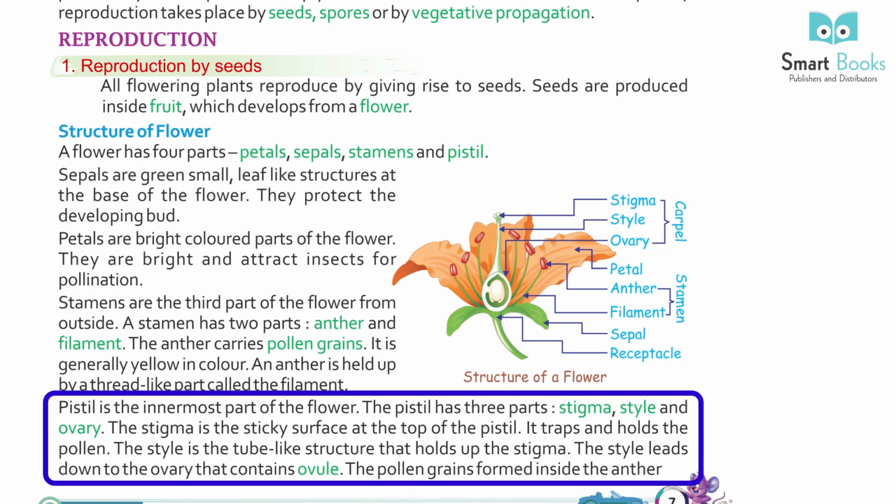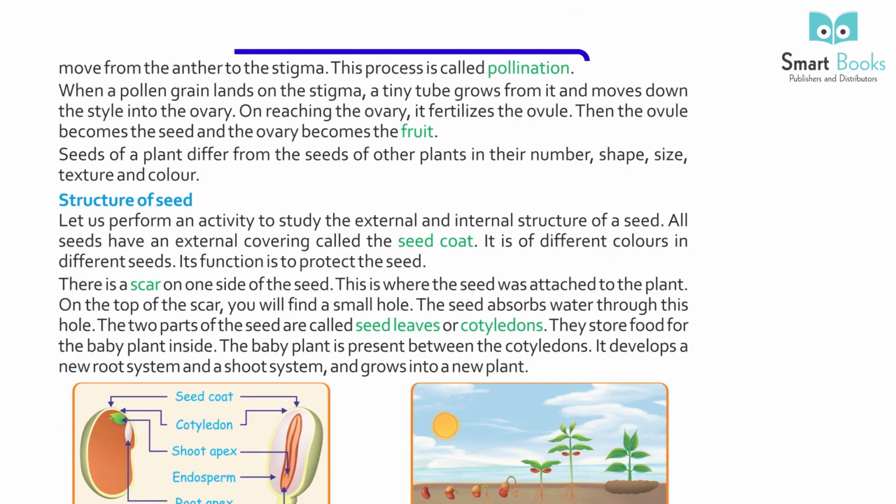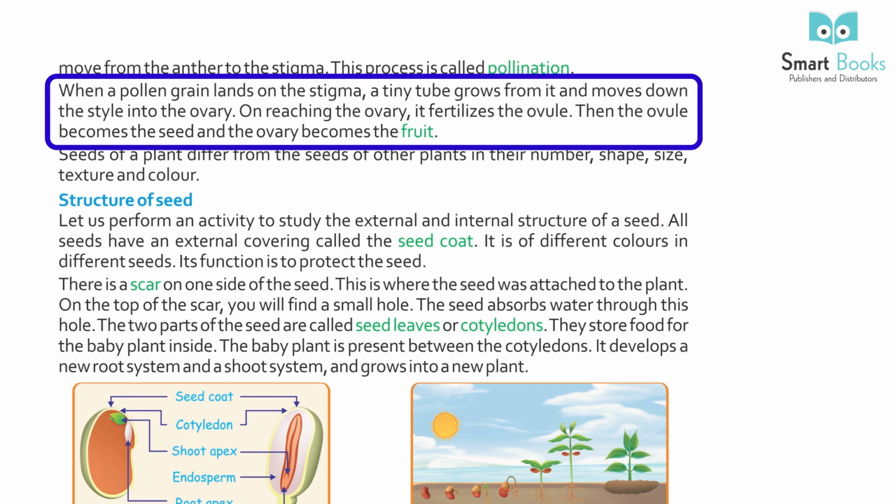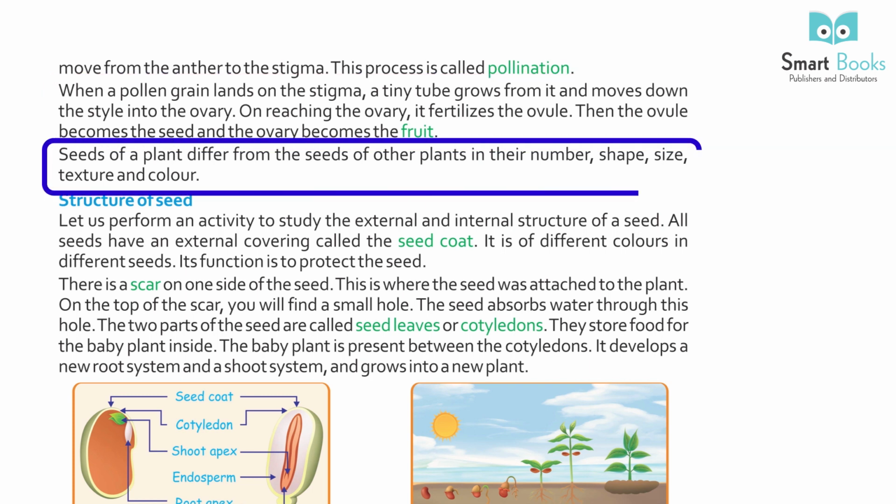The pollen grains formed inside the anther move from the anther to the stigma. This process is called pollination. When a pollen grain lands on the stigma, a tiny tube grows from it and moves down the style into the ovary. On reaching the ovary, it fertilizes the ovule. Then the ovule becomes the seed and the ovary becomes the fruit. Seeds of one plant differ from the seeds of another plant in their number, shape, size, texture and color.